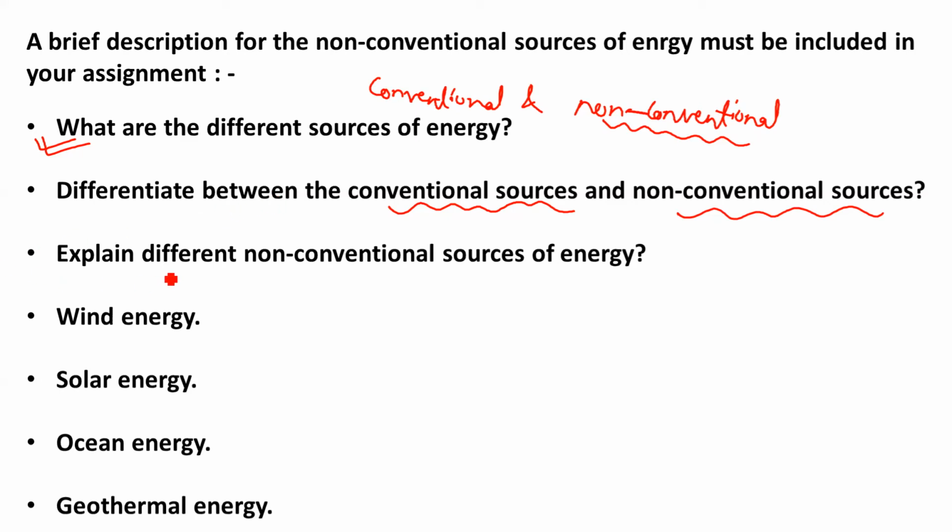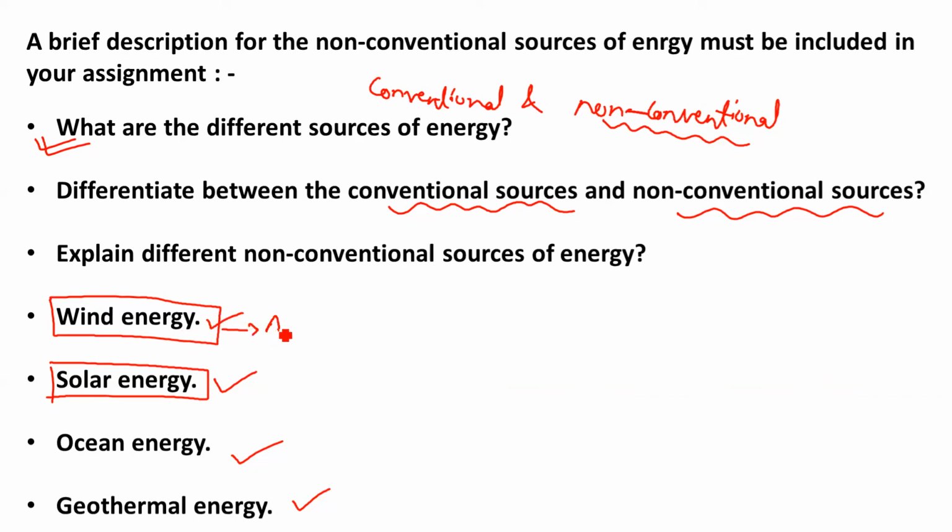Then after that, you can include the different non-conventional sources of energy. Explain them. Mention these types, such as wind energy, solar energy, ocean energy, and geothermal energy, in one page. Then for each topic, such as wind energy, you have to make a single brief description. Then for solar energy also make a single brief description, and add what applications they have.